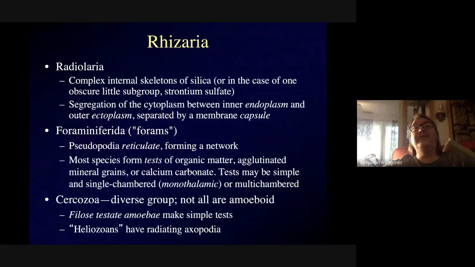Two groups of Rhizaria are very important geologically because they not only have axopods, they make skeletons. And they're some of the most abundant fossil groups that we have. Both of these have a fossil record going back over 500 million years. They're the Radiolaria and the Foraminiferida.